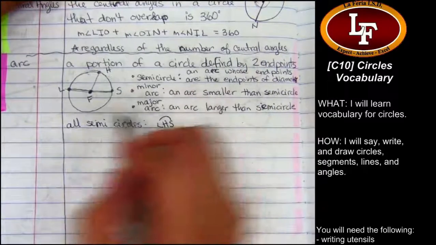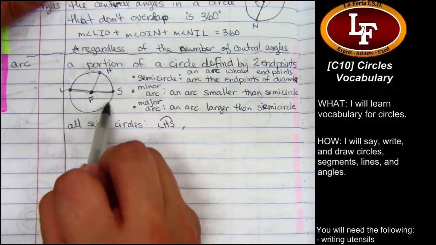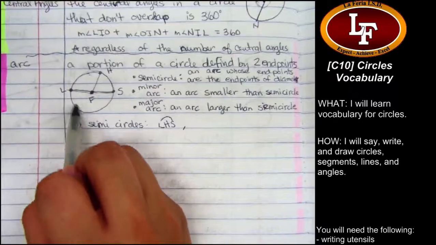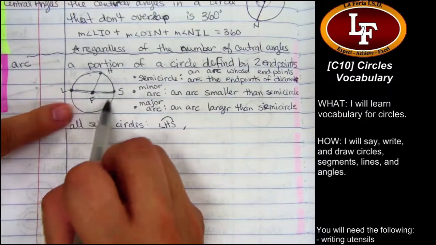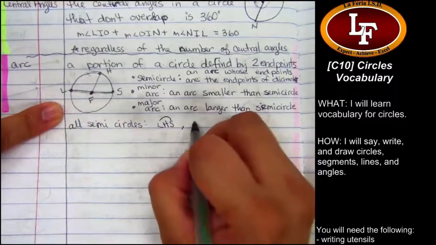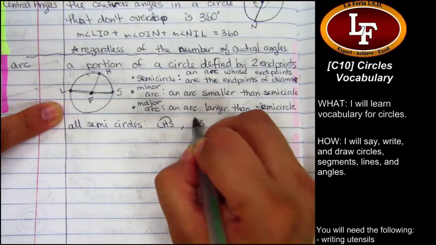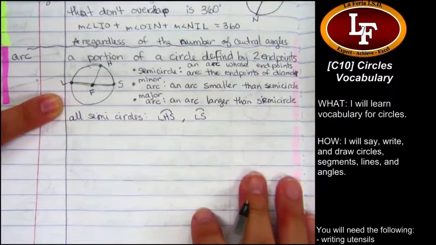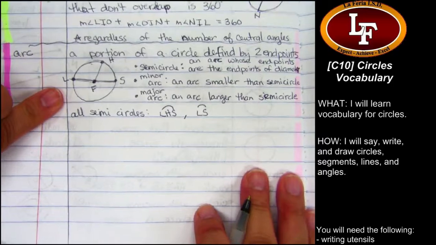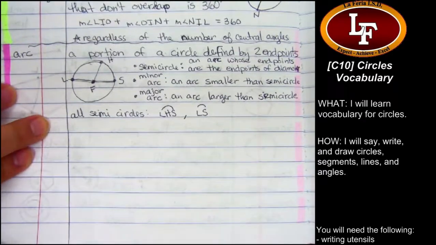I also have this one down here that goes L through S, but it doesn't go through H. Actually, there's no point that it goes through here. So it has to be just this one, and I can write it as just LS. And again, write the little arc symbol above it to show that it's the arc part of a circle.